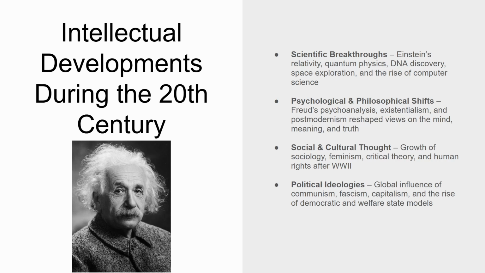Social and cultural thought was growth of sociology, feminism, critical theory, and human rights after World War II, which is explained the slide before with cultural developments. Political ideologies arise such as communism, capitalism, and the rise of democratic and welfare state models such as US for democratic and the USSR for communism. Next slide.